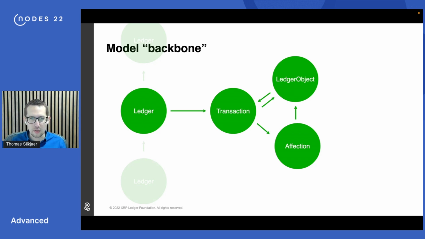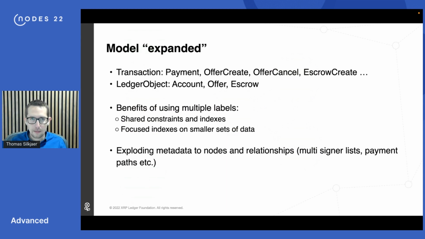Constraints are added to these nodes, which are then further divided into subtypes using multiple labels. Transactions and ledger objects are divided in types by adding an extra label. Some of the benefits of adding multiple labels to nodes are being able to share constraints and indexes for all nodes, but making focused indexes for smaller sets of data. I also made the decision to go all in and graph everything that could be graphed from the XRP Ledger.